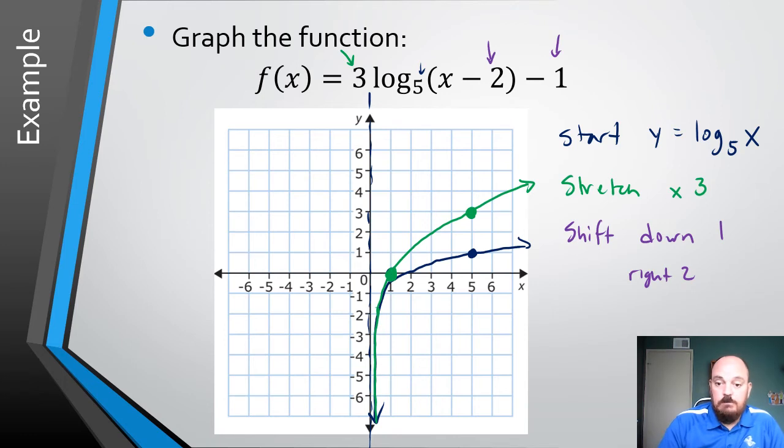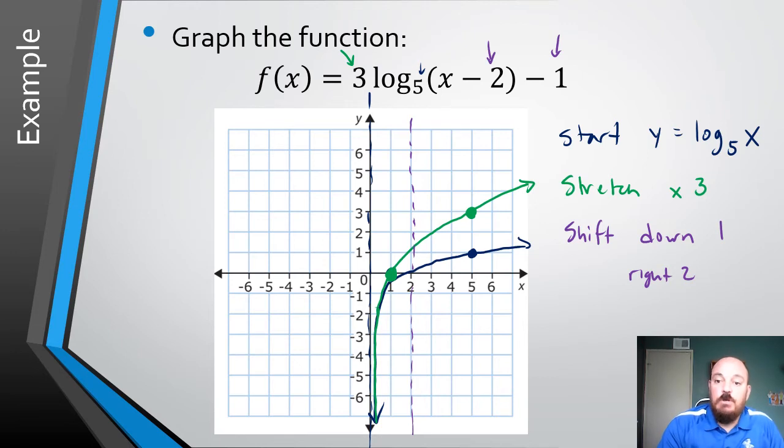Now, final answer. We're going to shift everything down 1 and right 2. Before I do anything, I'm going to do the asymptote. I know that the asymptote is going to move 2 spots to the right with my graph. So I'm going to put my new asymptote right here at positive 2. Then focus on the 2 key points from the green one. You're always working from your most recent one.